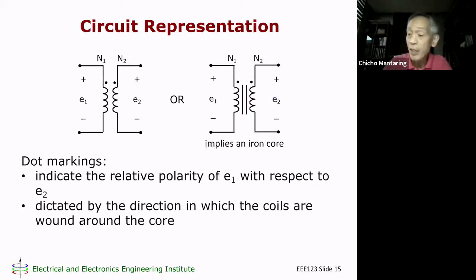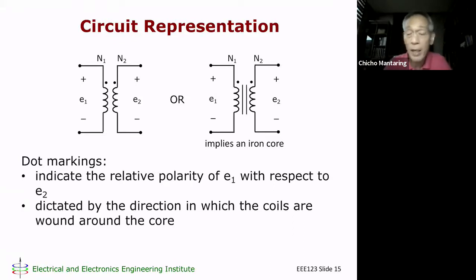This is the circuit representation of your transformer. Sometimes we put this symbol in to signify that it is an iron core. In fact, different core material, nag-iiba itong nasa gitna. No? Pag ganito, this is a general transformer, or you might even think of it as an air core transformer, no? Air core. But typically, sa mga transformers for electrical appliances and electrical distribution, it will have an iron core.